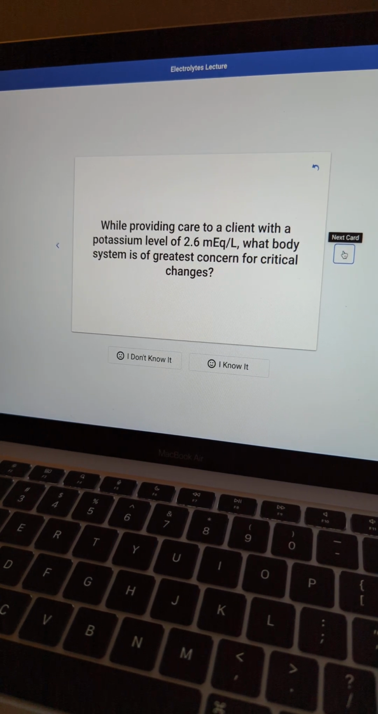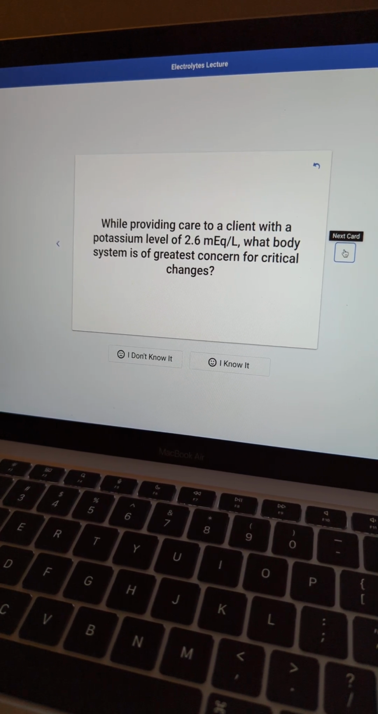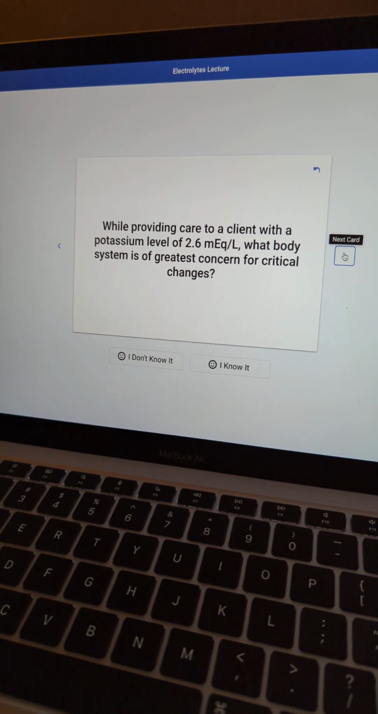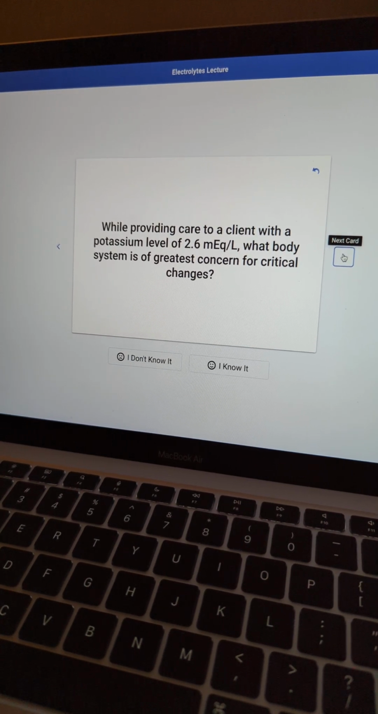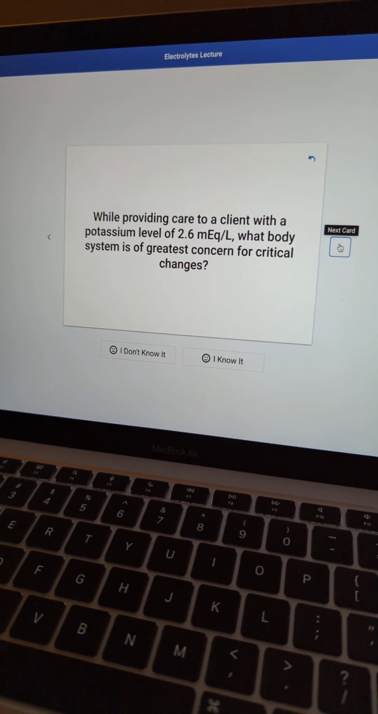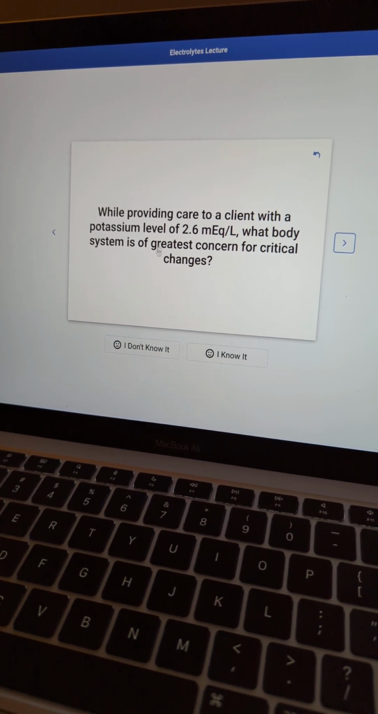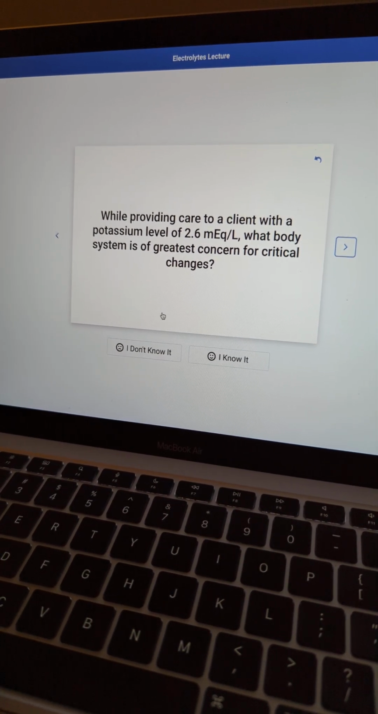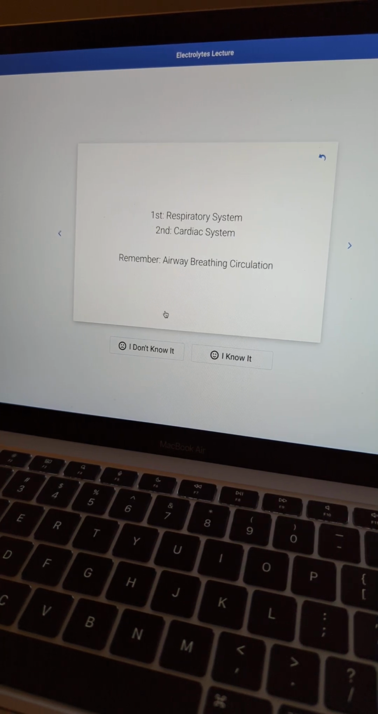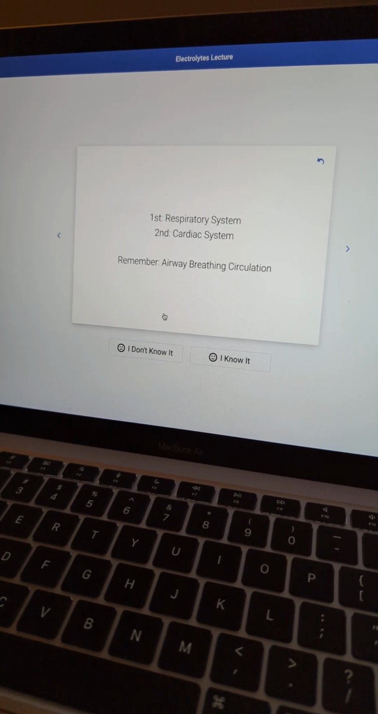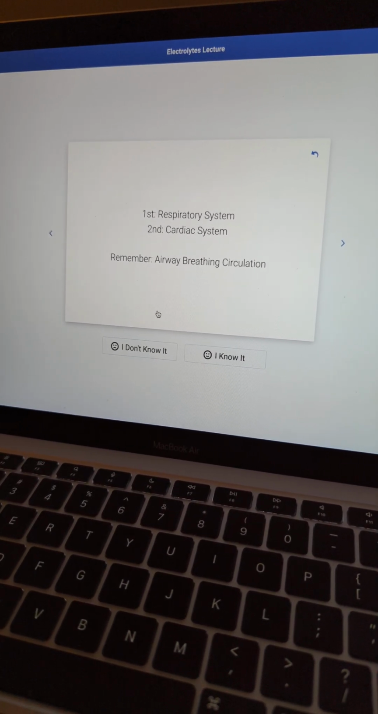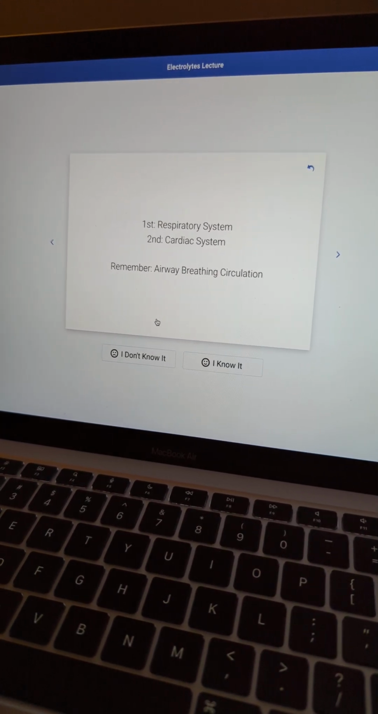Hyperkalemia. While providing care to a client with a potassium level of 2.6, what body system is of greatest concern for critical changes? This one is tricky. I got this from Simple Nursing. It's actually the respiratory system. And we have to remember airway, breathing, circulation in that order.